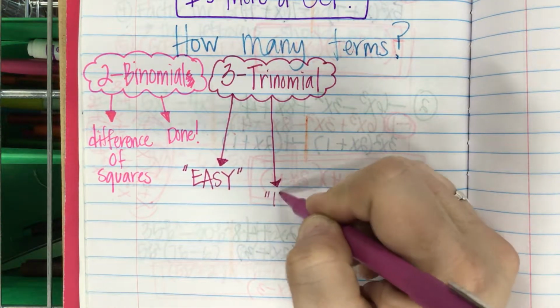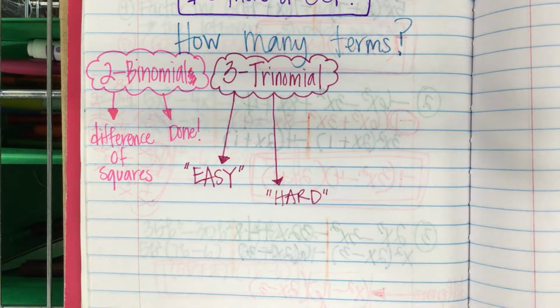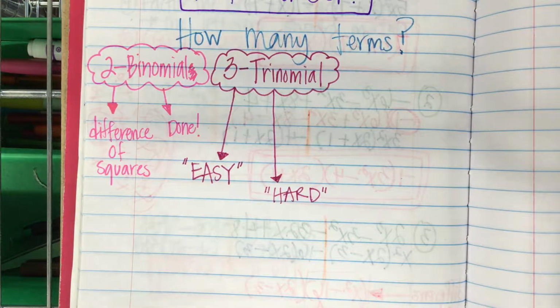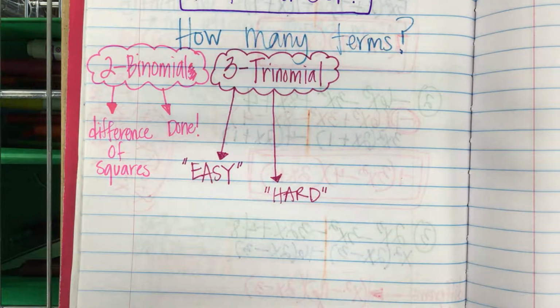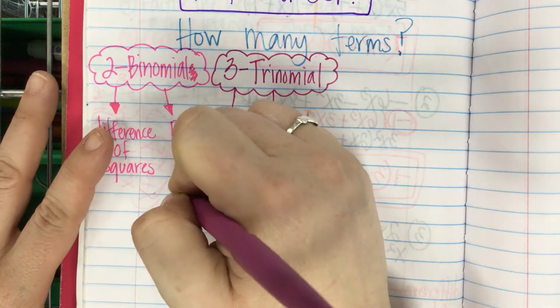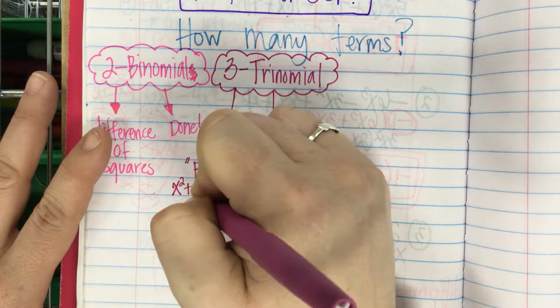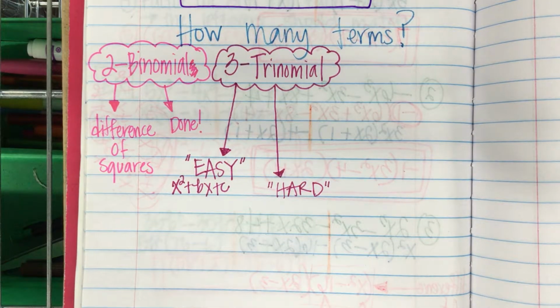Or it could be hard. What form does an easy trinomial take? What does an easy trinomial look like? What's the formula for an easy trinomial? Say again. x squared plus bx plus c. You are correct. An easy trinomial is x squared plus bx plus c.